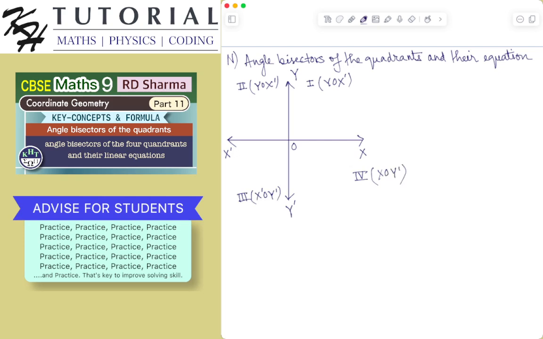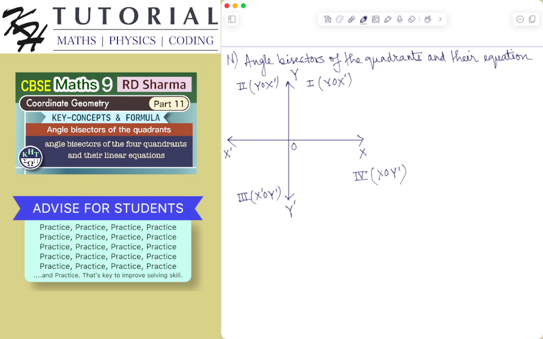Now, what are the angle bisectors of these four quadrants? What is the angle bisector of the first quadrant? Remember, all these quadrants are regions or collections of points. For the first quadrant, we know it is the region where both the abscissa and ordinate of all the points are greater than 0. Remember that a point lying on the y-axis or x-axis is never part of any quadrant.